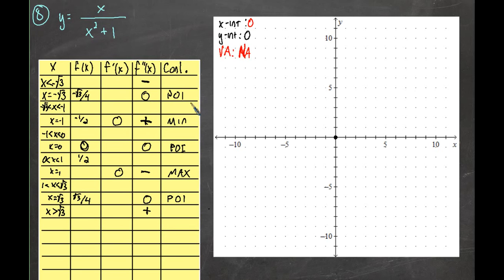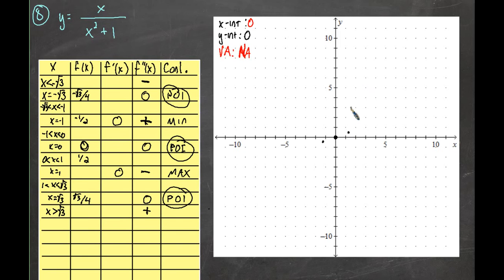What's going on here? Point of inflection, 0.43, so negative root 3, which we know is like 1.29 from the last problem, and negative 0.43 is somewhere in there. Alright, that's a point of inflection. We'll do them in colors here in a second. We'll do another point of inflection at 0, 0. Another point of inflection at root 3, so that's like 1.29 and positive root 3 over 4, so that's 0.43. So we're right around in there now. Okay, so these are points of inflection. Let's color code this.